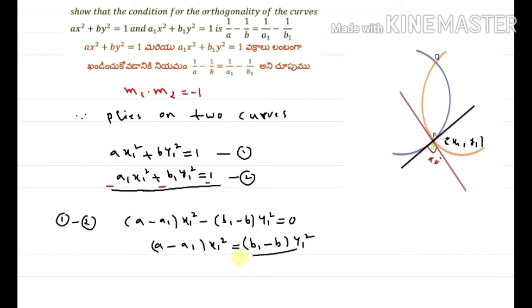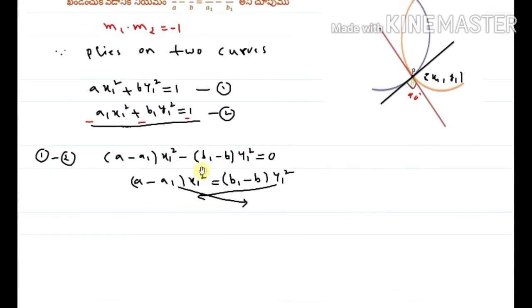Now I will get from this (a minus a1) into x1 square is equal to (b1 minus b) into y1 square. Now bring this y1 square to this side and this term to this side. From this you will get x1 square divided by y1 square is equal to (b1 minus b) divided by (a minus a1). This is the third equation.